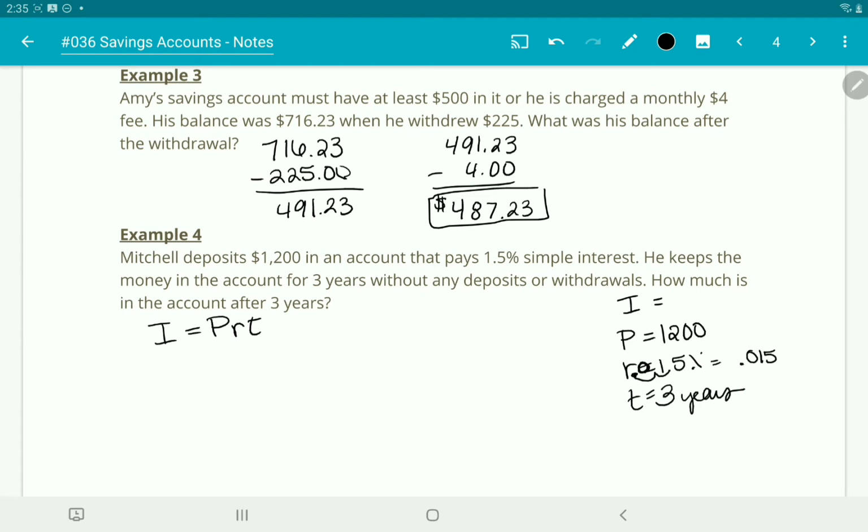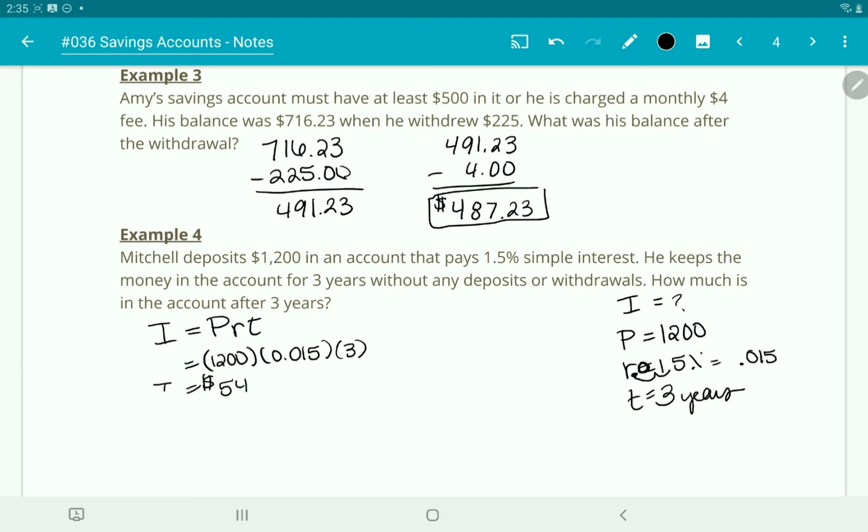So how much interest do you get? This I is going to be P, which is 1,200, times the rate, which is 0.015, and then time is 3 years. So this interest is going to be 1,200 times this number, and you're going to get $54.